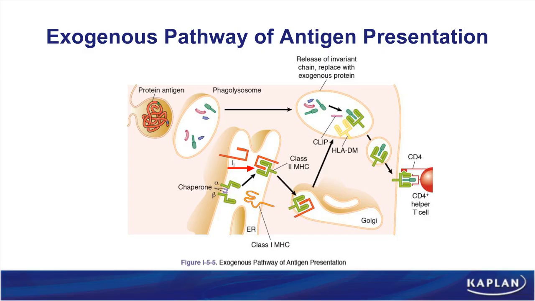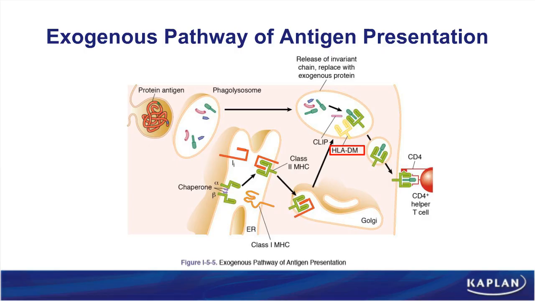Now, the class 2 MHC will move through intracellular trafficking from the ER through the Golgi and eventually fuse with the phagolysosome. So you get one big happy vesicle. Notice that we have the exogenous peptides within that large vesicle. We also have the class 2 MHC molecule, along with another molecule that I know Dr. Ali introduced to you earlier, which is the HLA-DM.